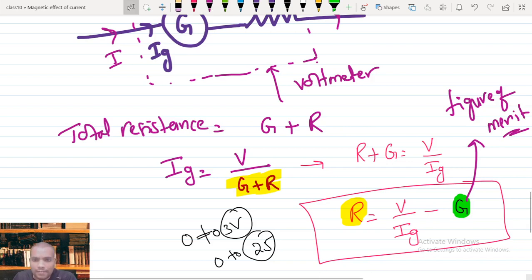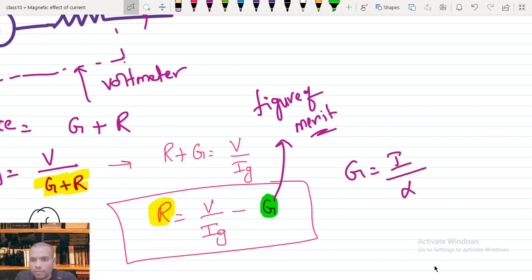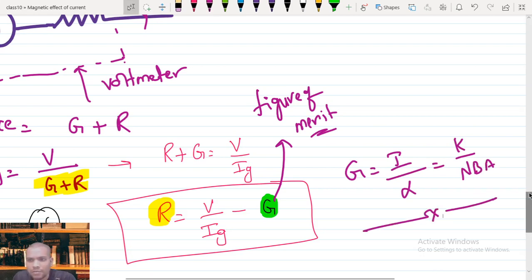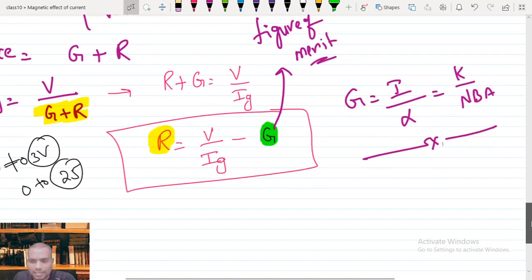So again I will give a reminder here of how you can find the figure of merit using the formula: figure of merit G equals I upon alpha, which is also equal to K upon NBA. Or when it comes to experiment, we will use different techniques which enable us to find the galvanometer resistance.